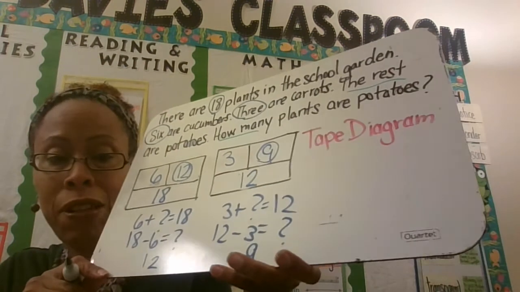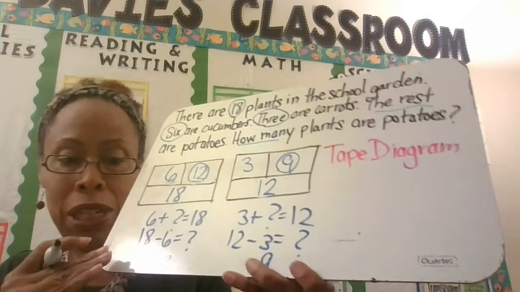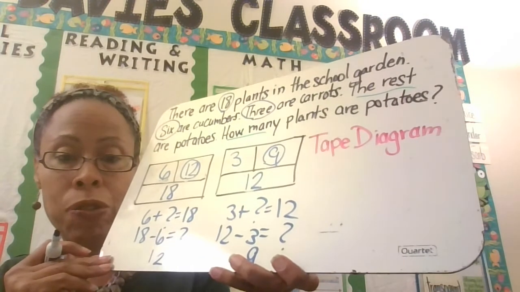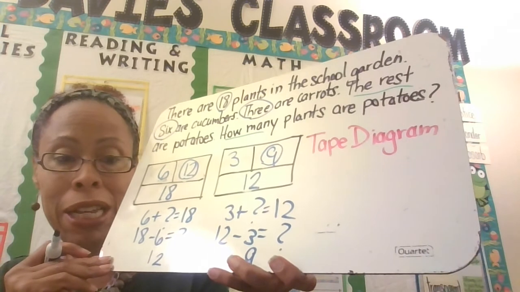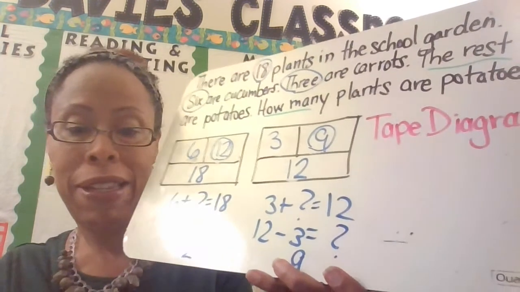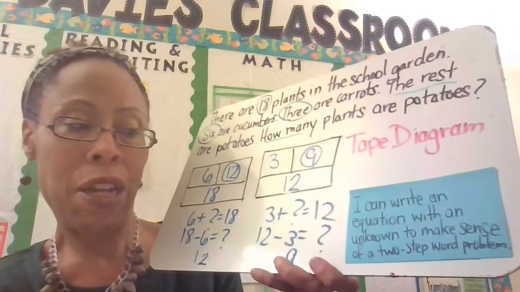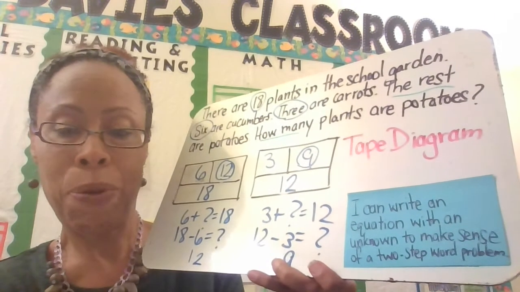Now again, this is one way to use a tape diagram, to break it into 2 tape diagrams. This week, we're also going to look at how to combine tape diagrams in 2 or 3 different ways. We look forward to having you write an equation with an unknown to make sense of a 2-step word problem.